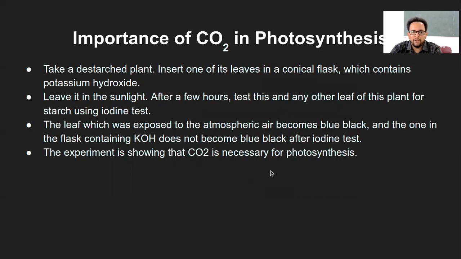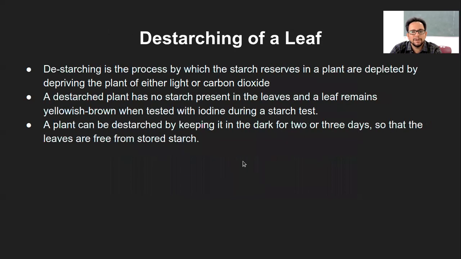Any question here on the importance of carbon dioxide?